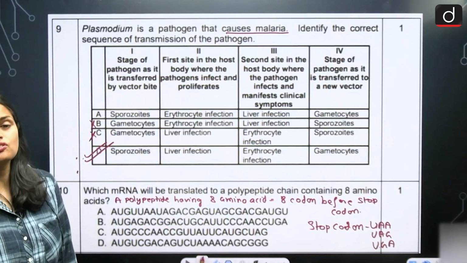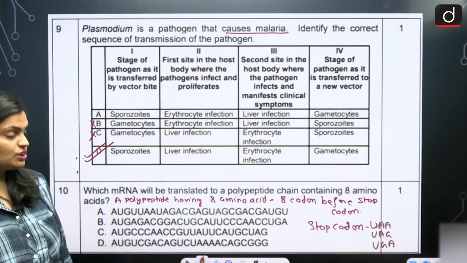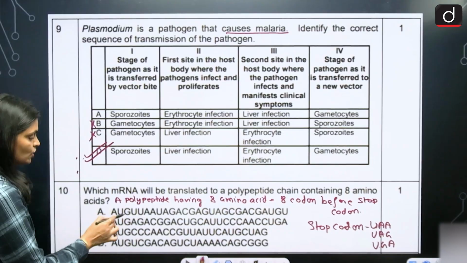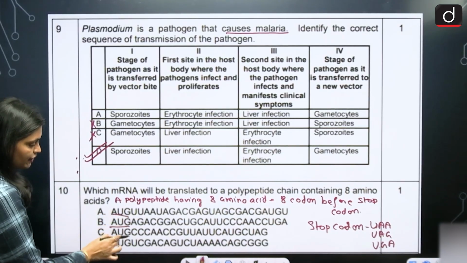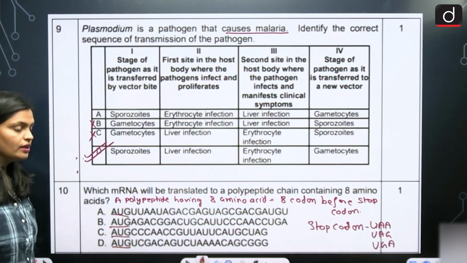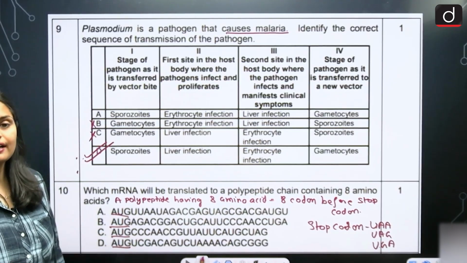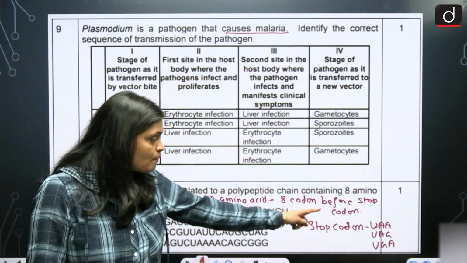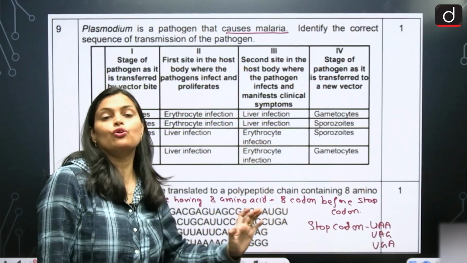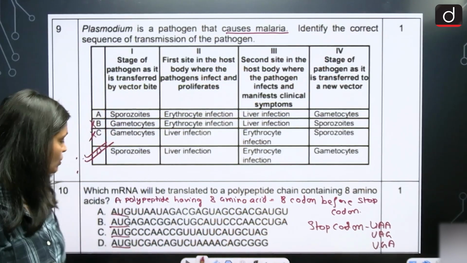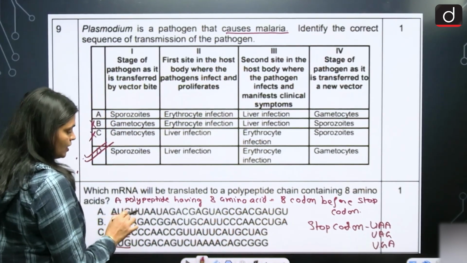And which one is the start codon? AUG is the start codon. See, so all start from AUG. This is the start codon. Right. Now you have to see that there should be 8 codons before these stop codons. Okay. So now let us see the first one.